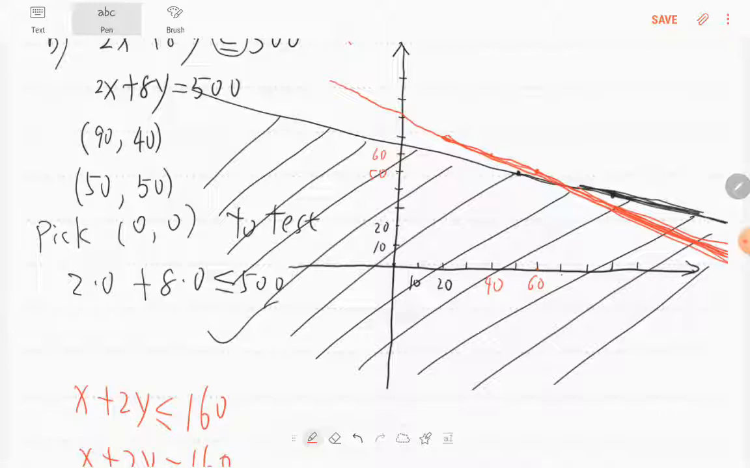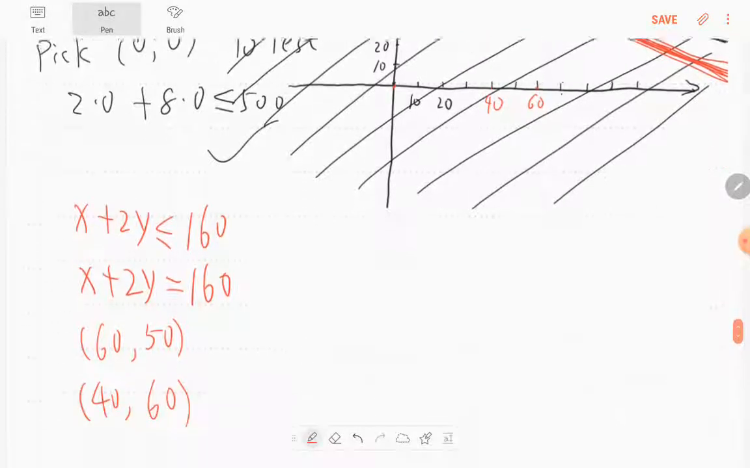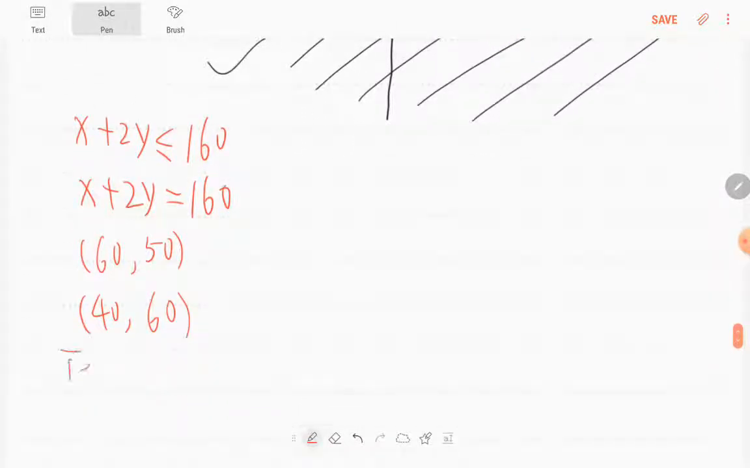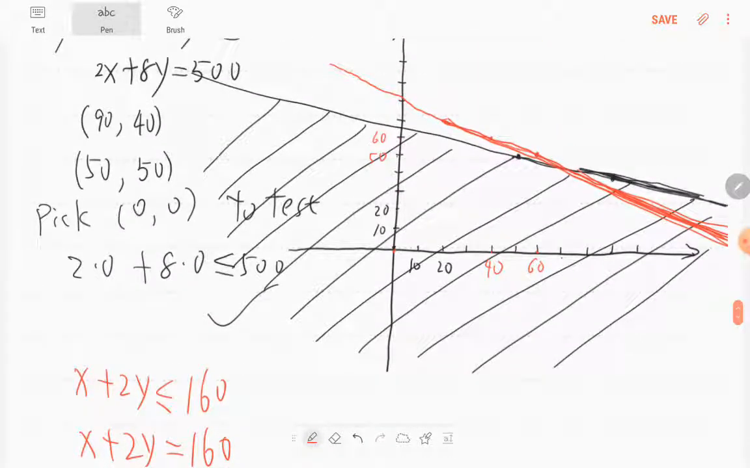Which part? We still use 0, 0, it's very easy for us. We test 0, 0. So 0 plus 2 times 0 equals 0, which is less than or equal to 160. Yes, correct. So it should be the plane containing the 0, 0 point.